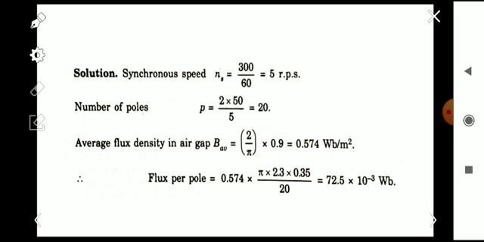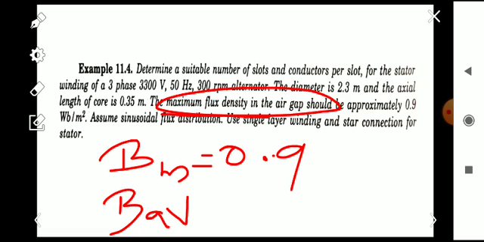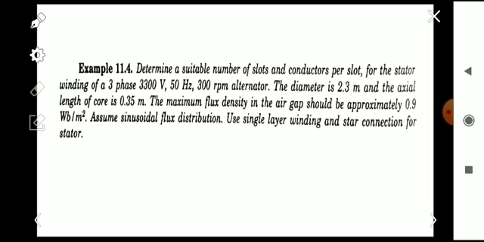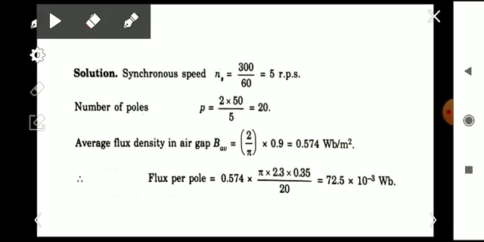In the question, the maximum flux density is given, not the average flux density. So don't make the mistake of taking that maximum flux density as Bav. It is wrong, so be careful while denoting the notations. It is 2 Bm by pi, and the average flux density we find is 0.574.